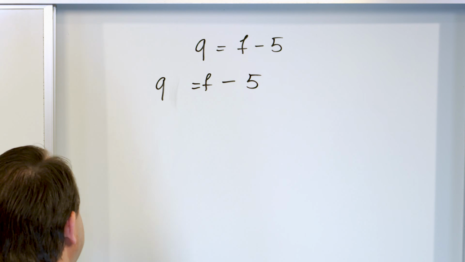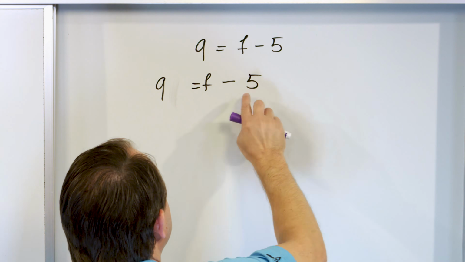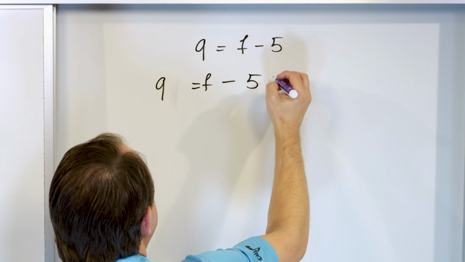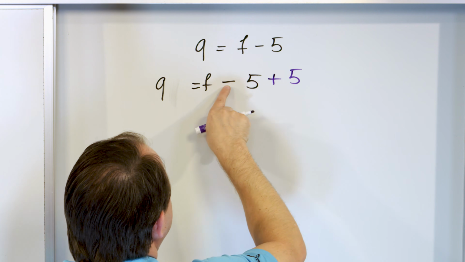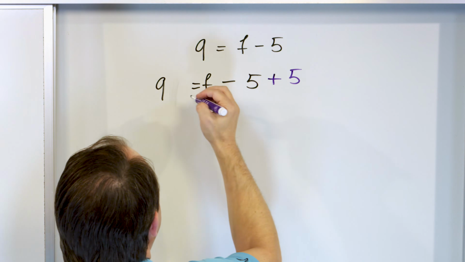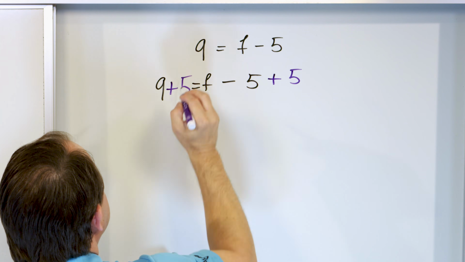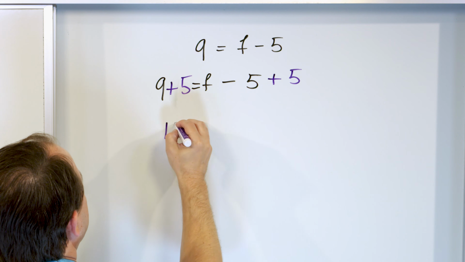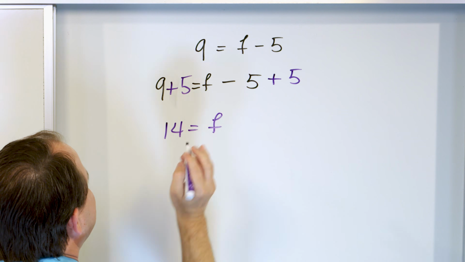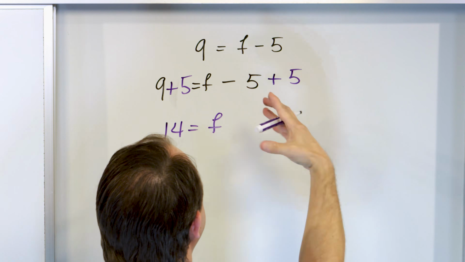Now, on the right-hand side, I want to get f by itself, but I've subtracted 5, so in order to do the opposite, I have to add 5. I may have misspoken. What I meant to say was I'm subtracting 5 here, so I'll do the opposite by adding 5. And so I'm going to have to do the same thing to the left. 9 plus 5 is 14. And on the right, all we have left is f, because negative 5 plus 5 is 0.